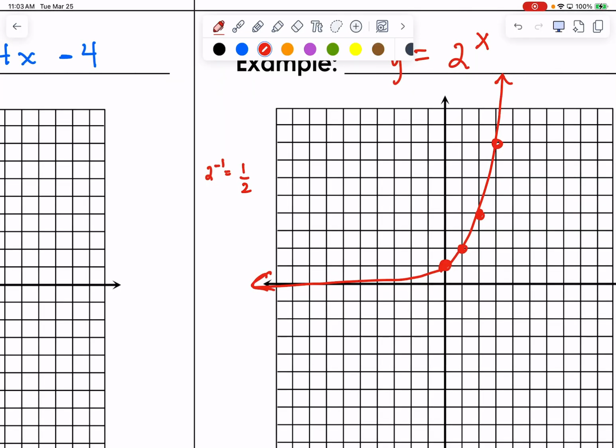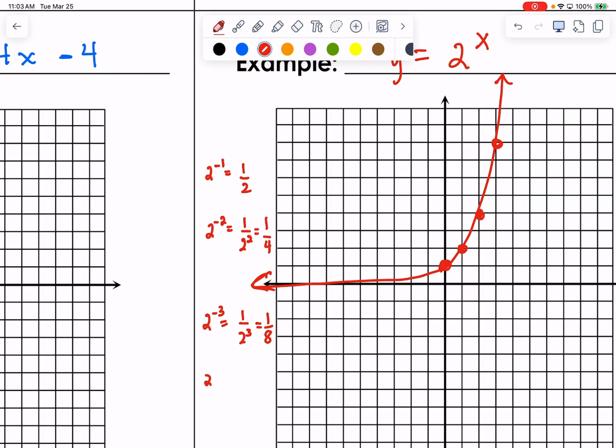Make sure your headphones are out. If I have 2 to the negative 2, that's really 1 over 2 squared, which is really 1 what? 4th. And that's 0.25. Somebody tell me 2 to the negative 3, what would that be? 1/8. 1 over 2 to the 3rd. That's exactly right, James. 1/8.